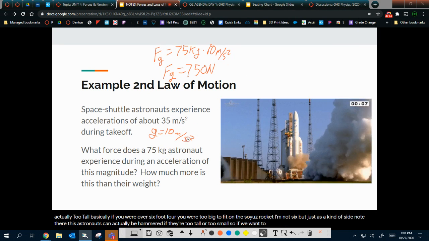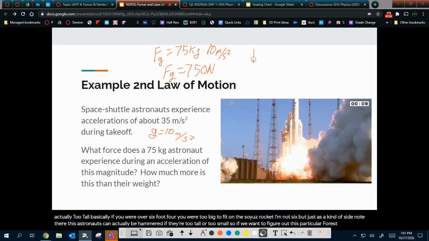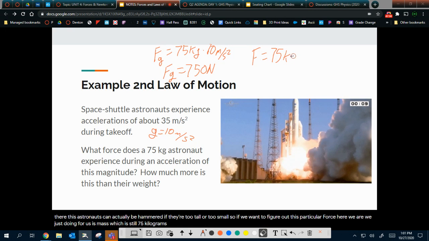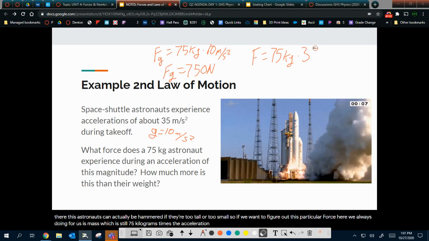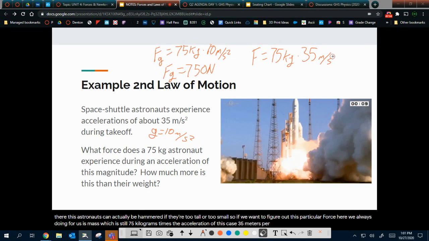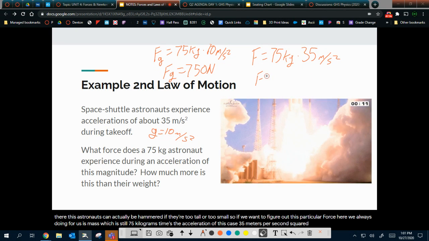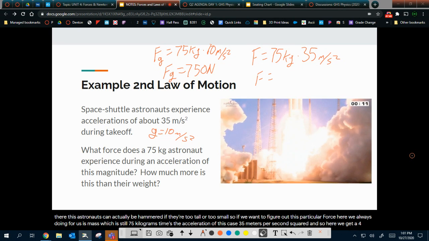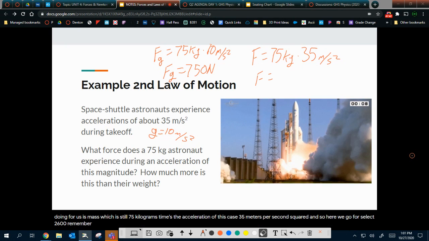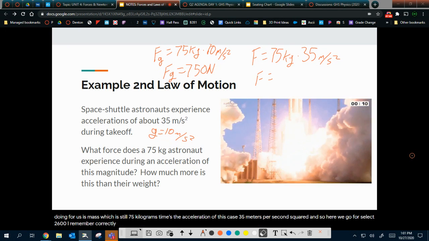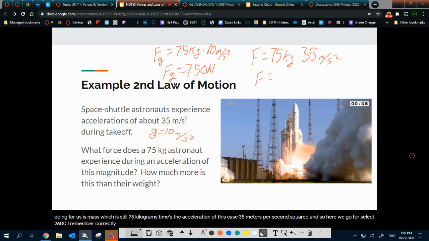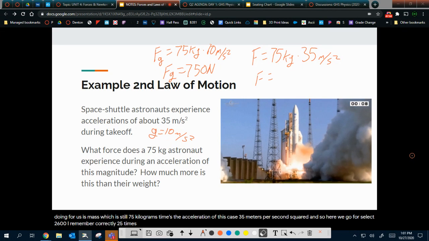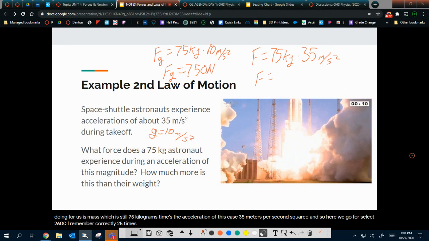So if we want to figure out this particular force here, we just do force as mass, which is still 75 kilograms, times the acceleration, in this case 35 meters per second squared. And let's see here, we get a force of like 2,600, if I remember correctly. 75 times 35. 2625.